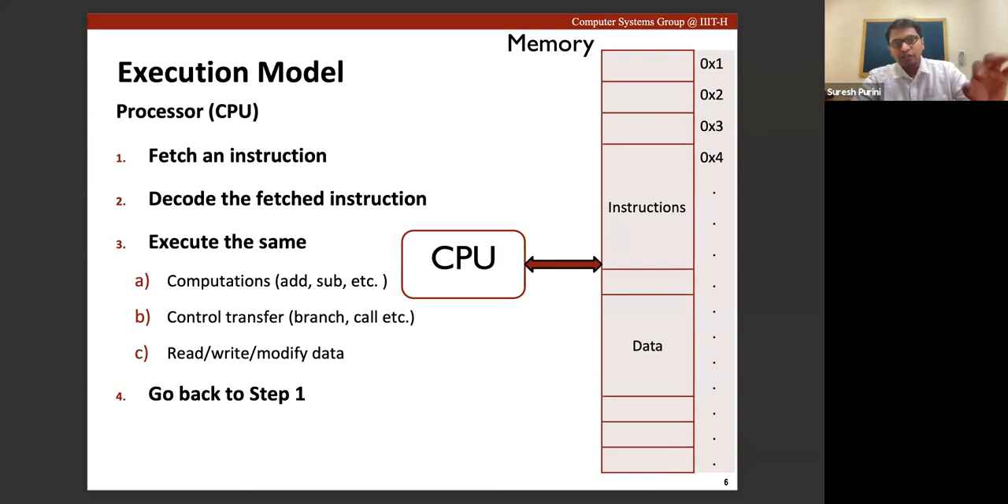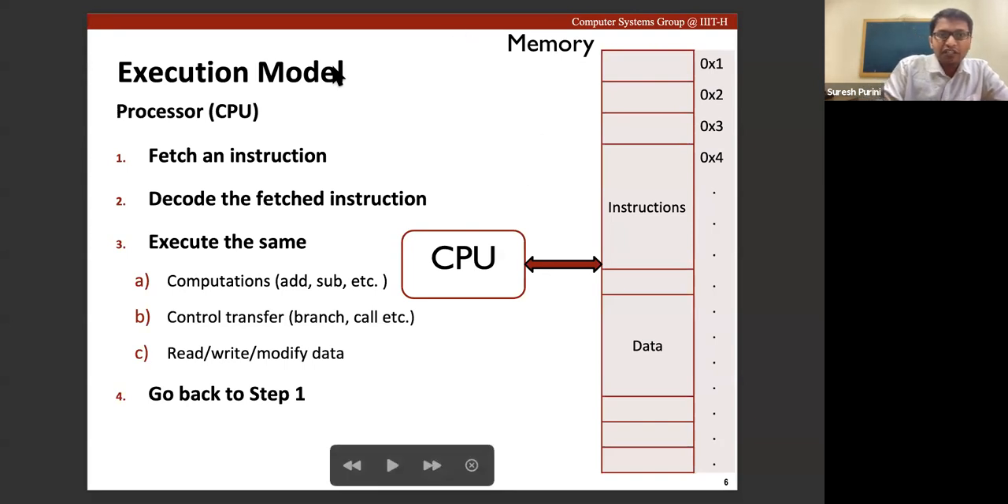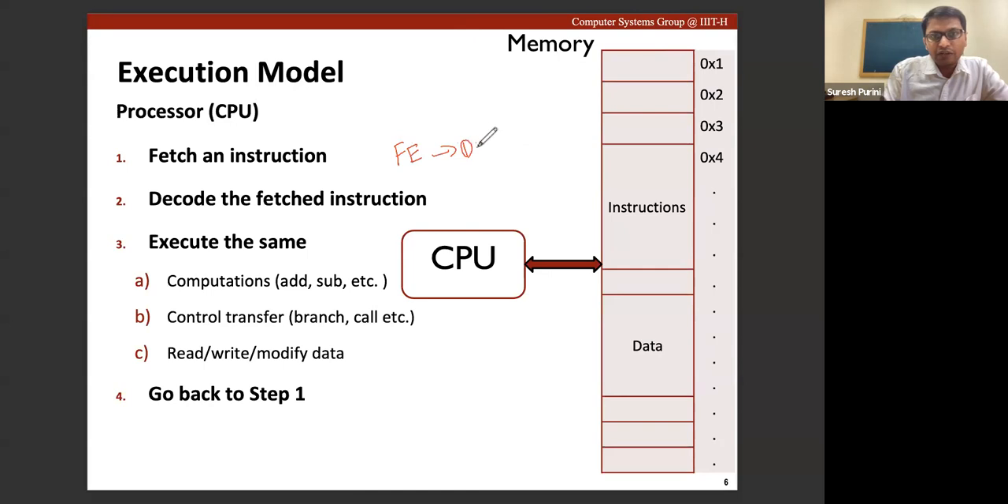So when you switch on the computer, this is what the processor does. The processor fetches an instruction from the memory. It decodes the fetched instruction, and it executes the fetched instruction. And it keeps on doing the same ad infinitum. All right, this is what is called a fetch, decode, and execute cycle. And the cycle keeps continuing. Your processor does fetch, decode, execute, fetch, decode, execute, fetch, decode, execute.